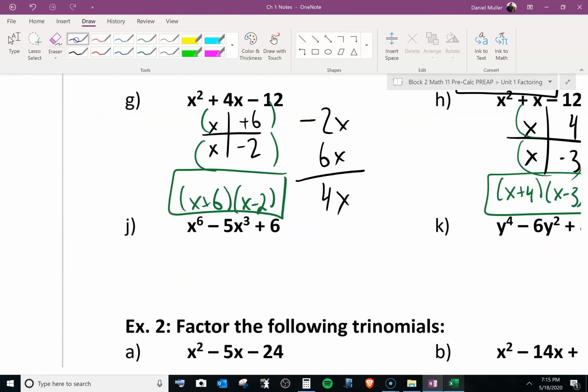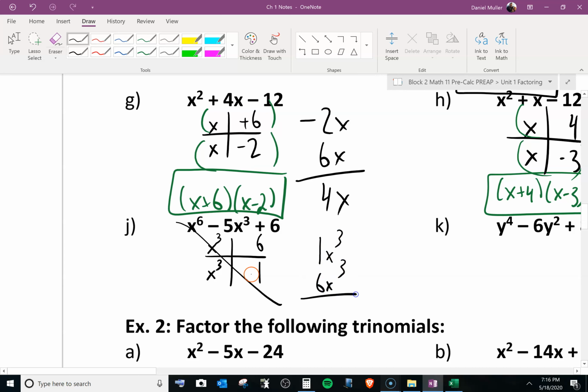Let's keep going. So I need an x^6. Oh, wow. x^3 and x^3. If you multiply them, you get an x^6. Now this is interesting. I need a positive 6 here. So I could do 6 and 1. But then my diagonals are going to be a 1x^3 and a 6x^3, and if I add those, I get a 7x^3, which is not what I want. I need a negative 5.